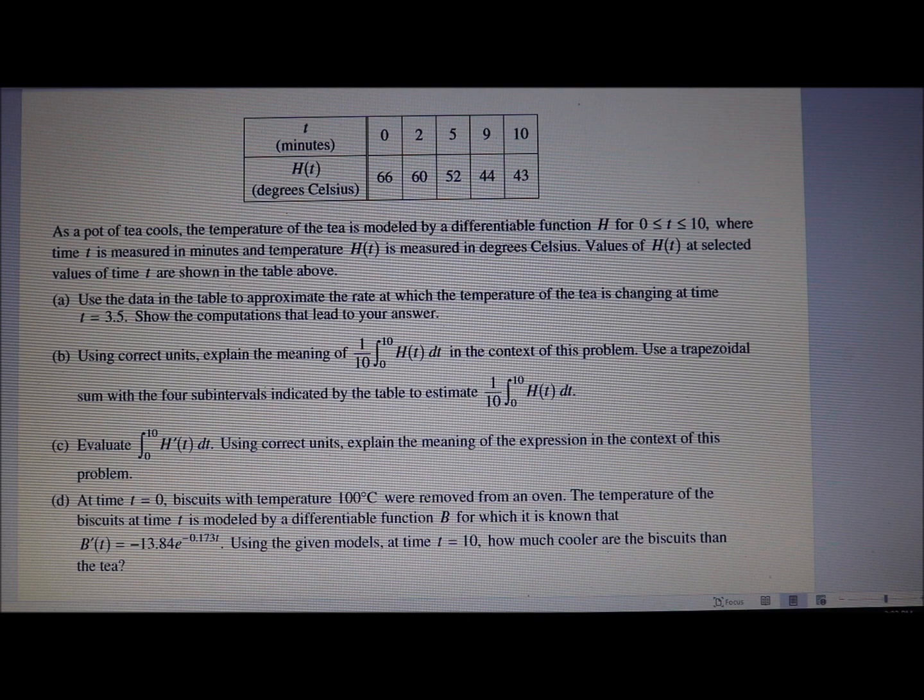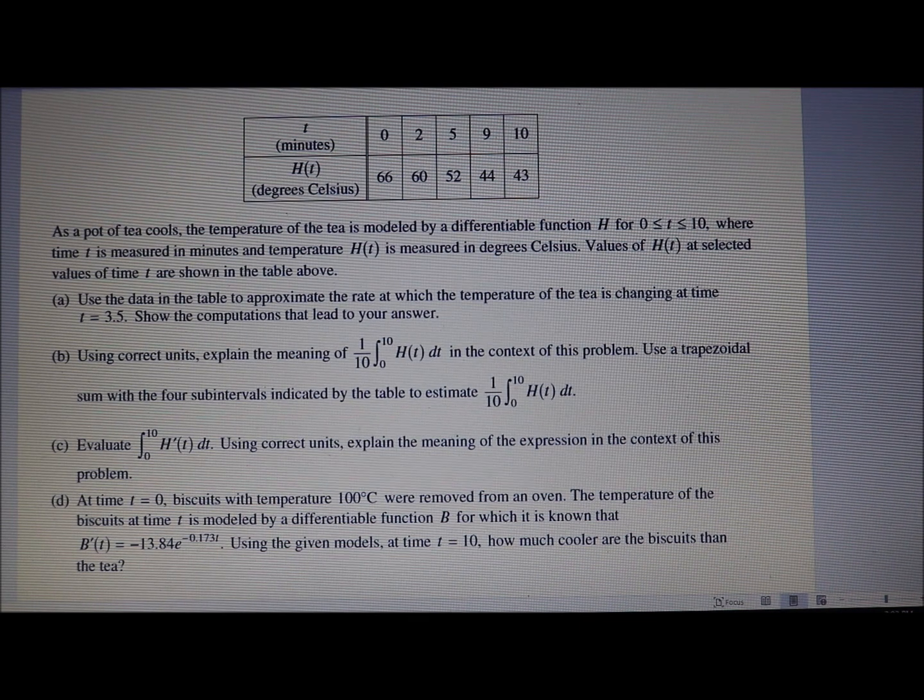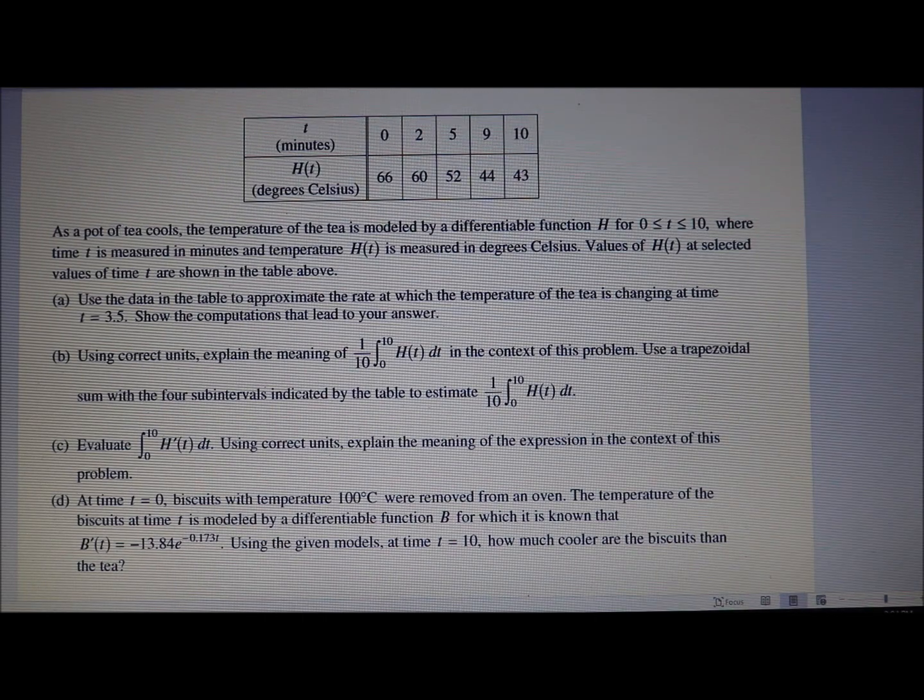B. Using correct units, explain the meaning of 1/10 times the integral from 0 to 10 of h of t dt in the context of this problem. Use a trapezoidal sum with the 4 subintervals indicated by the table to estimate 1/10 times the integral from 0 to 10 of h of t dt.